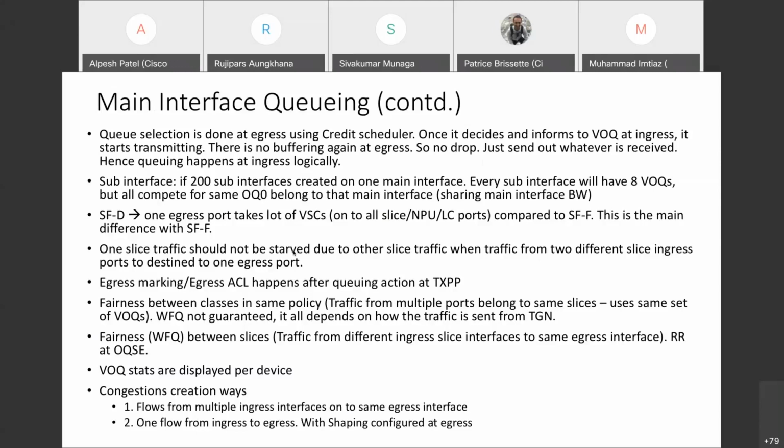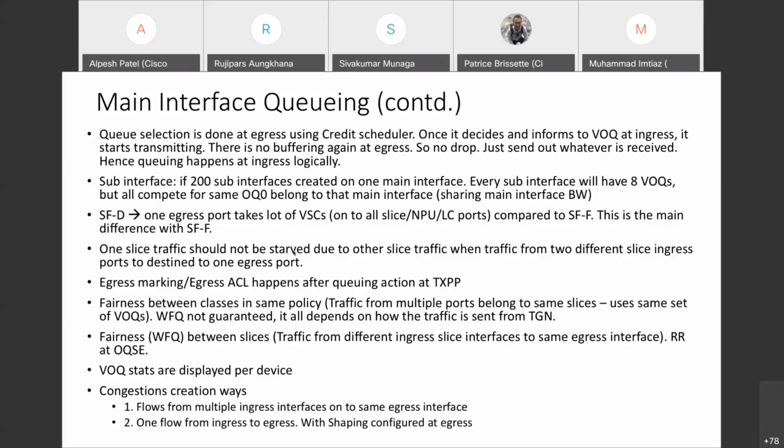If we have sub-interfaces, let's say 200 sub-interfaces created on one main interface, every sub-interface will have 8 VOQs, but all compete for the same output queue that belongs to the main interface. So in a Spitfire distributed architecture, one egress port takes a lot of VSCs, because it is on all the slices, all the NPs on all the LC ports, compared to the fixed platform, which has a smaller number of slices. This is one of the differences between fixed versus distributed.